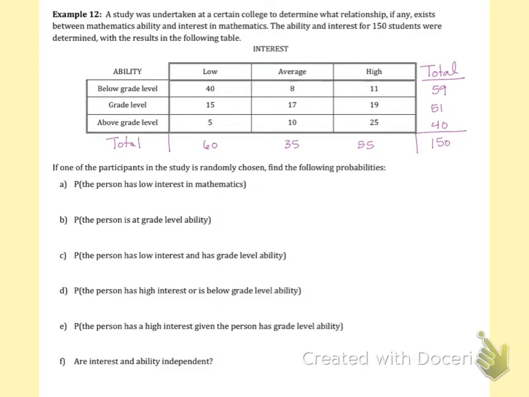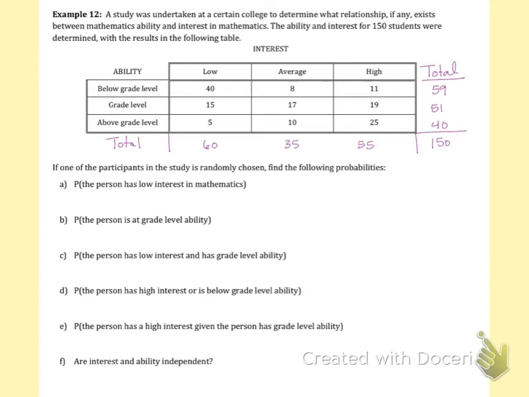Hi everyone, this is example 12 from chapter 12 in the student packet. It says a study was undertaken at a certain college to determine what relationship, if any, exists between mathematics ability and interest in mathematics. The ability and interest for 150 students were determined, and the results are in the following table. So I want you to notice that the very first thing I did was calculate the total for each row and each column with that grand total of 150 in the corner.